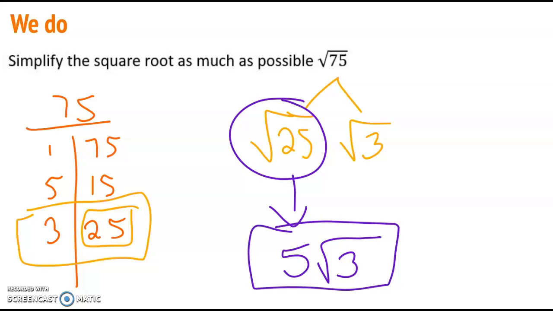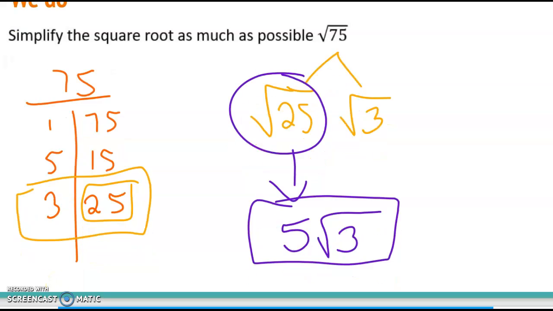So I factor out, I find the perfect square. Remember, perfect squares are 1, 4, 9, 25, 36, 42, 49. There is a perfect square list in your Google Classroom, so you're able to access that. And this is what we're going to be doing in our lesson.